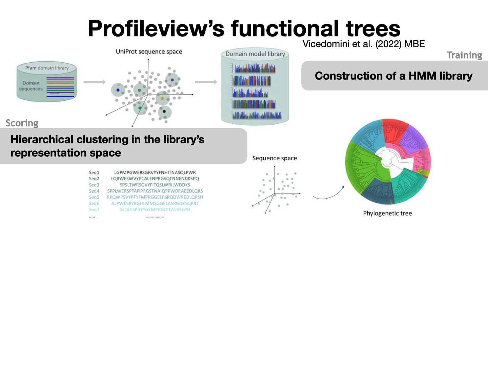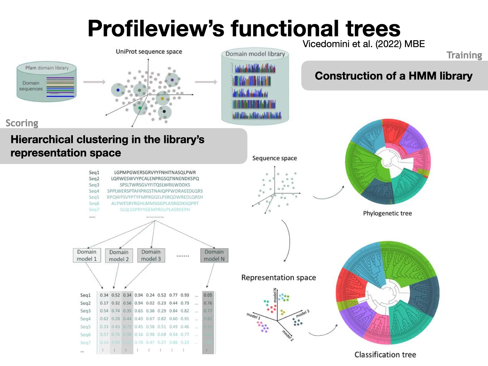When the library is built, the user enters the protein sequences that need to be functionally classified. At this point, a classical phylogenetic algorithm would consider their distance in the sequence space and build a phylogenetic tree with a hierarchical clustering method. Instead, ProfileView embeds the sequences in a representation space defined by the HMMs contained in the library.